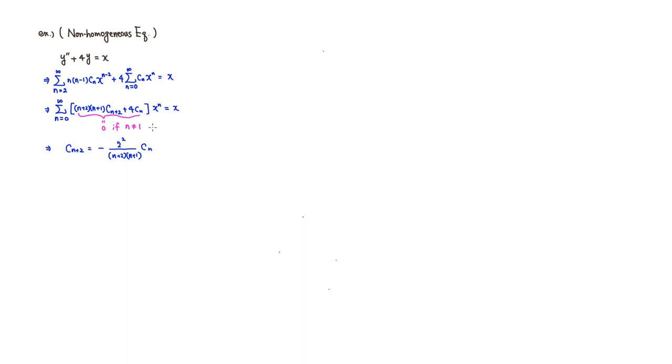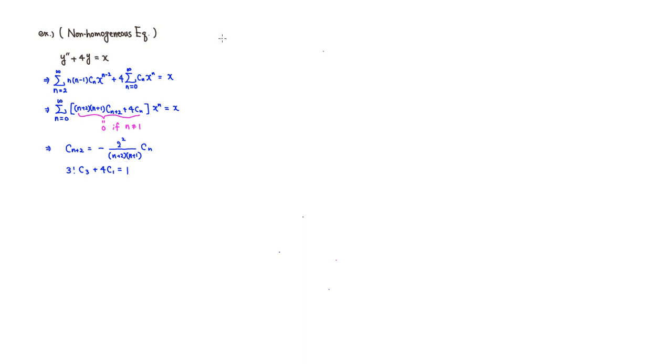Another case is when n equals 1. When n equals 1, you have 3 times 2, which is the same thing as 3 factorial, times c_3, plus 4c_1. This is going to be equal to the coefficient of x on the right-hand side, which is 1, so this has to be equal to 1 instead of 0. Then we can find the coefficients from here.